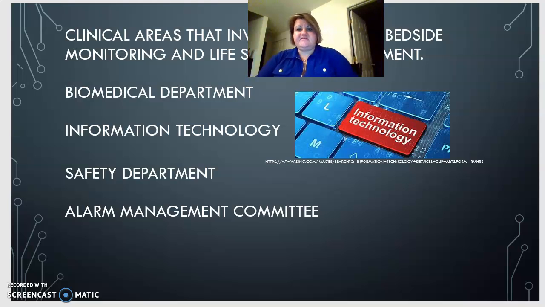The clinical areas that are involved are the areas that use bedside monitoring and life-sustaining equipment. The area that we will be looking at first will probably be the critical care areas with the ventilators to start with. The areas that will also be involved are biomedical, information technology, our safety department, and our alarm management committee.